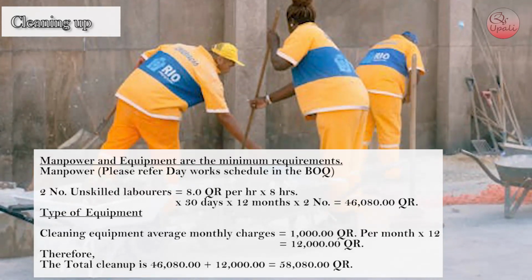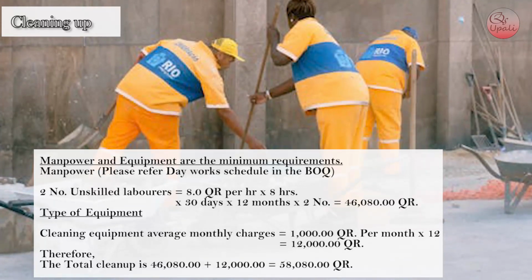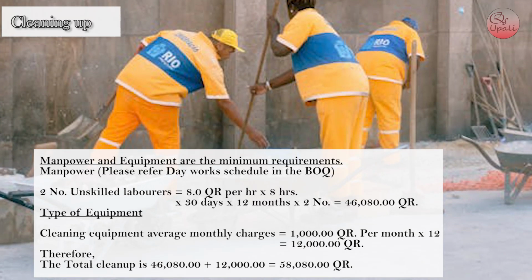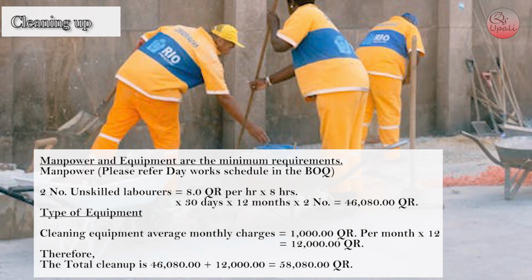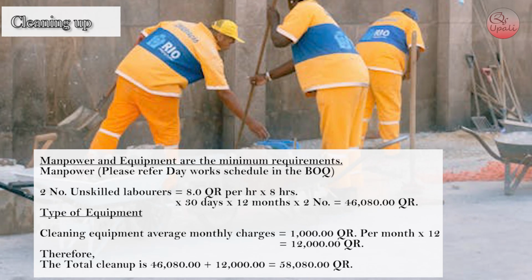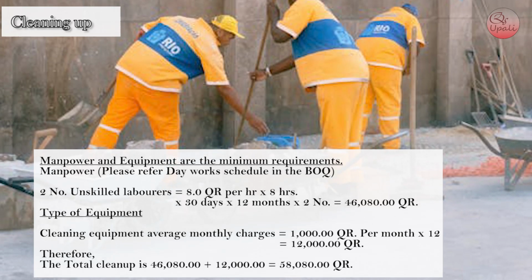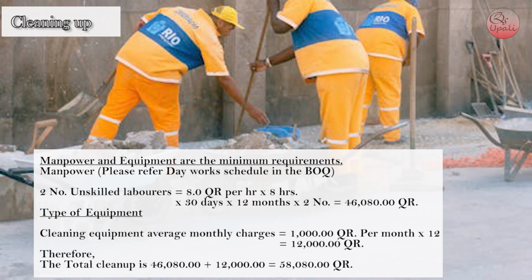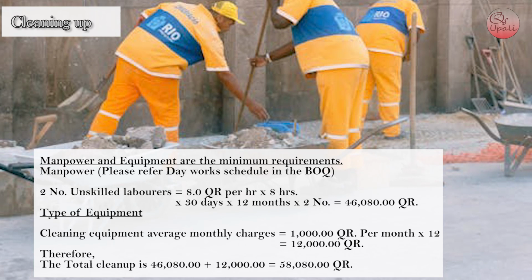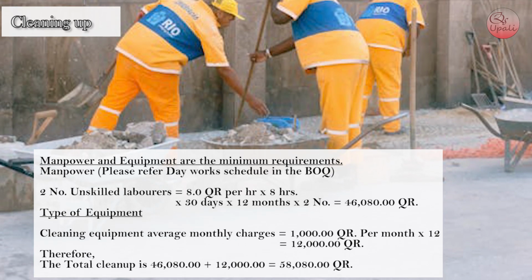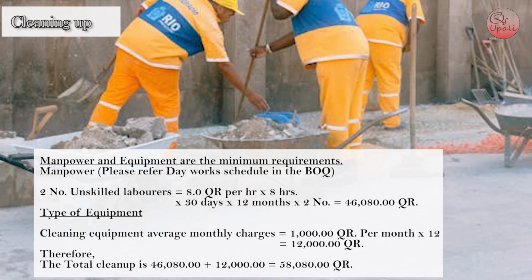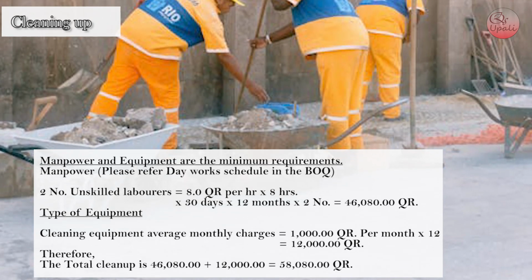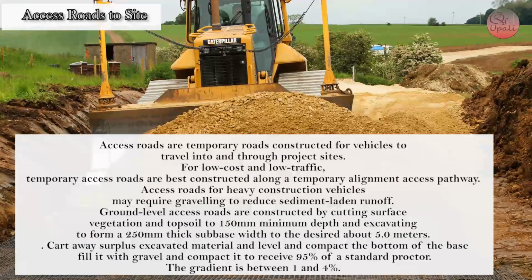2 number unskilled laborers equals 8 Qatar riyal per hour into 8 hours into 30 days into 12 months into 2 number equals 46,080 Qatar riyal. Type of equipment. Cleaning equipment average monthly charge 1,000 Qatar riyal per month into 12 months equals 12,000 Qatar riyal. Therefore, the total cleanup is 46,080 plus 12,000 equals 58,080 Qatar riyal.